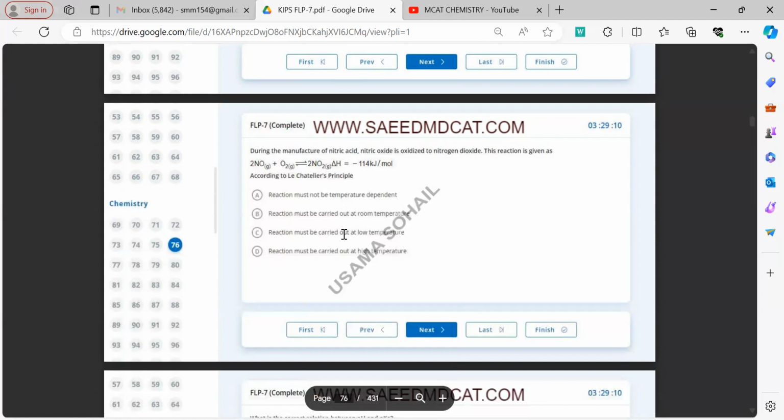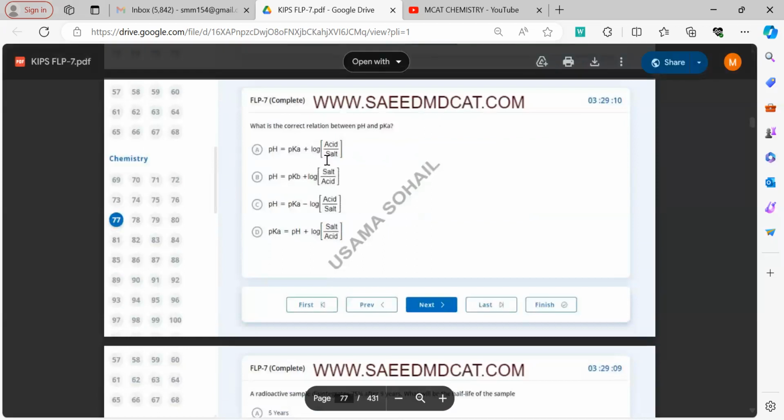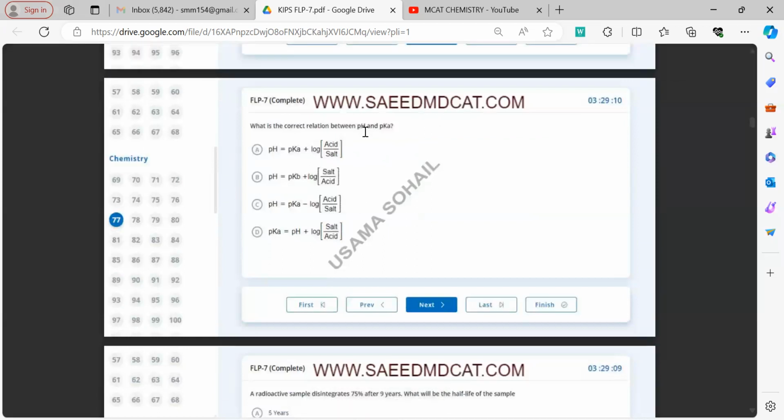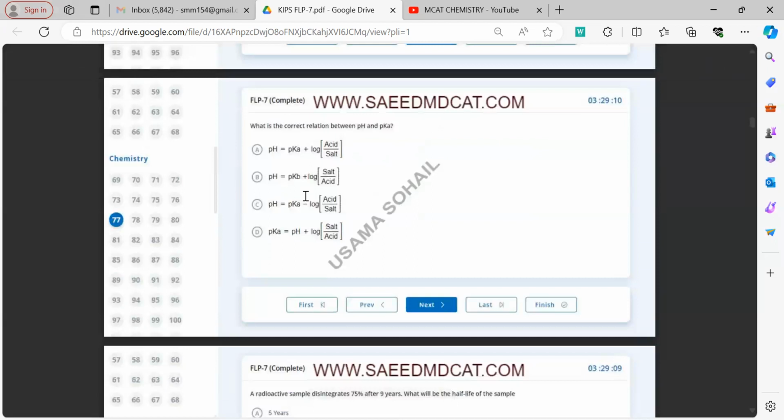On question 76, this is an exothermic reaction, so it must be completed at low temperature. In question number 77, this is the relationship between pH and pKa. pKa represents the acid component, so it's either A or C. Now, what is the answer? The answer is C. Why?